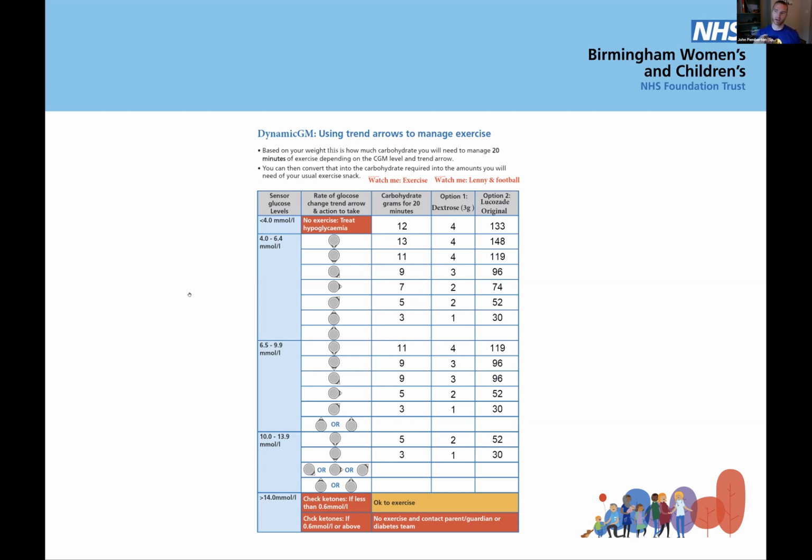So again, it's not just the glucose value, it's the trend arrow as well that you need to consider when you're thinking about how much glucose you need to put in for 20 minutes' worth of exercise. I'm not going to go through that verbatim because you're going to have the opportunity to access this booklet, put your weight in and see what it would suggest for you.